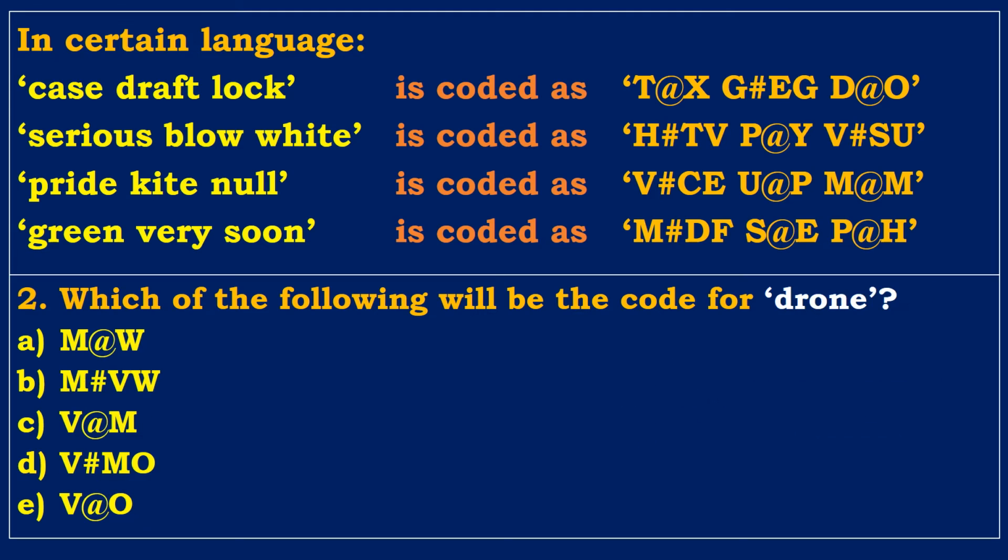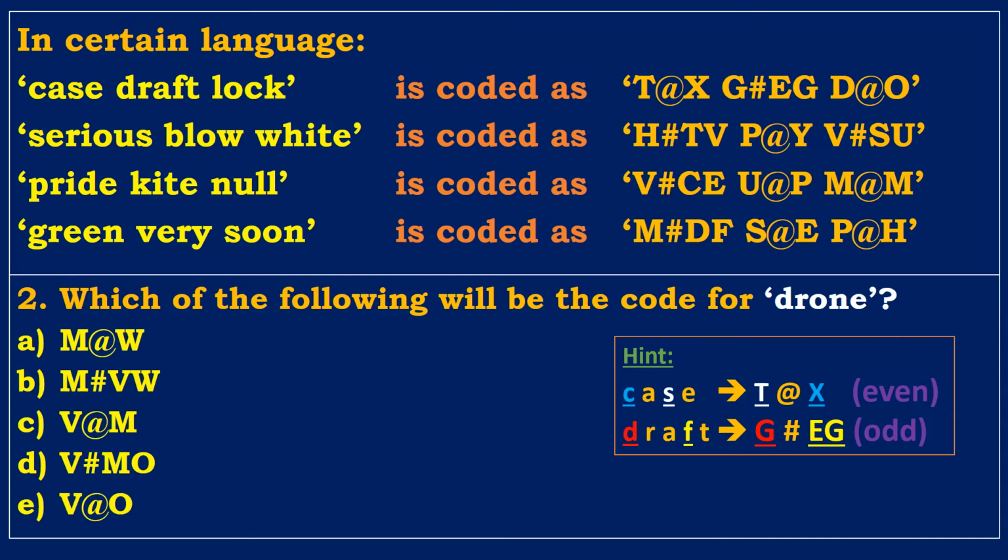2. Which of the following will be the code for drone? The given word, drone, has an odd number of letters. According to case 2, it follows the letter symbol letter format. N is the middle letter of M and O. Hence, option D is correct.